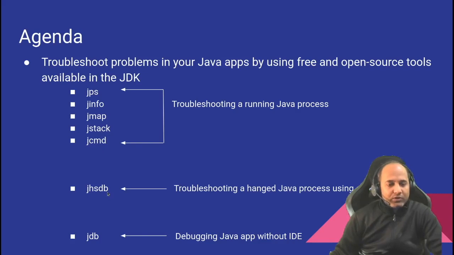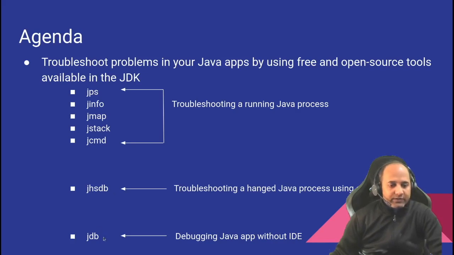We saw how you can use jhsdb on a hung Java process, or if your program crashed and it created a core dump, you can create a core dump on a hung Java process as well. For more details, you can go and check my blogs. I have given instructions to create a core dump over there.